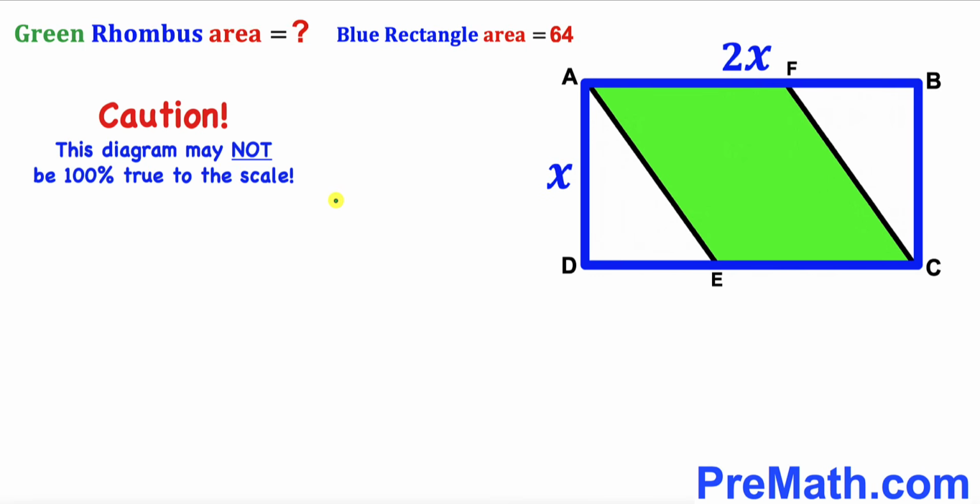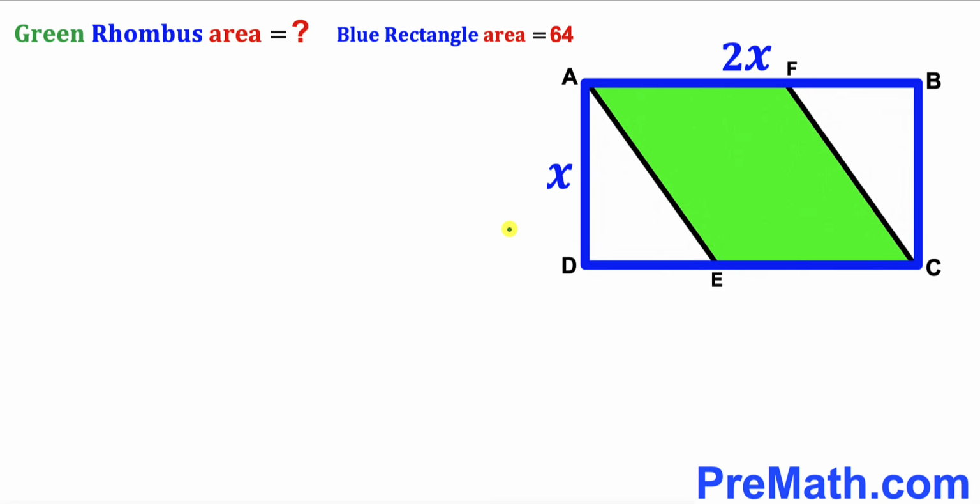Please keep in mind that this figure may not be 100% true to scale. Let's go ahead and get started, and here's our very first step. Before we proceed any further, we must find the value of X, and we know the area of this blue rectangle has been given to us as 64 square units. Let's recall the area of a rectangle formula. Area is always equal to length times the width of the rectangle, and in our case the length of the rectangle is 2x, the width is x, and the area is 64. Let's fill in the blanks in this formula.